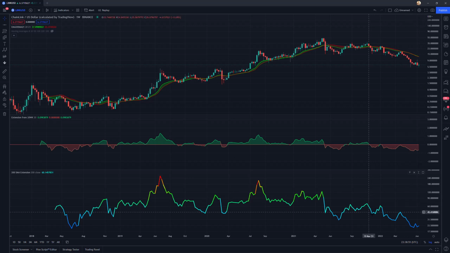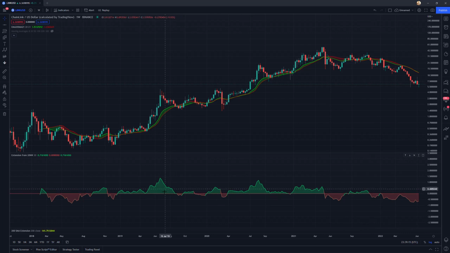So I'm going to talk about these two custom-made indicators. This one plots the closing price and its percent difference from the 200-day simple moving average, which I'll go over later on in the video. But first, I want to begin with this indicator here, so I'm going to minimize this panel.